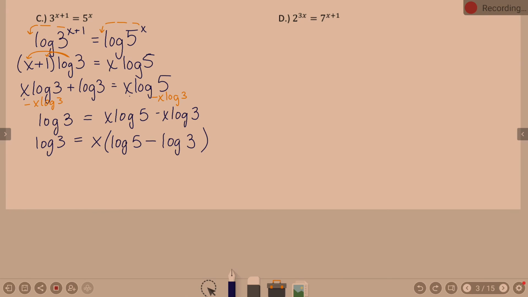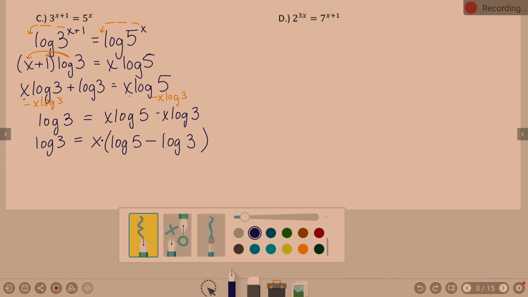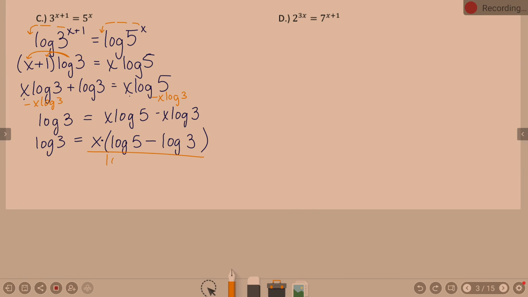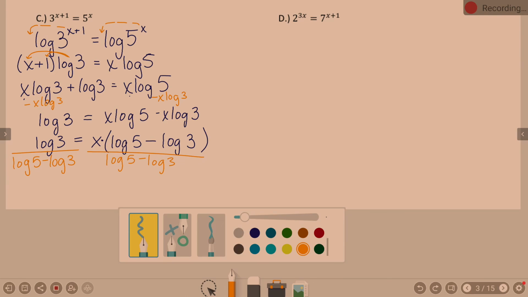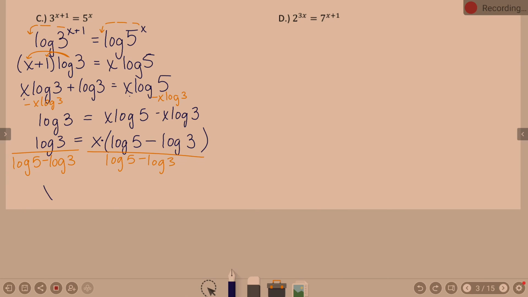So this is x times whatever stuff is in the parentheses there, yes? It's x times that value. So if it's x times that, we're going to divide by it, and I can do it because it's all one value in parentheses. So I'm dividing by log 5 minus log 3. And so x is going to be whatever I get on the calculator when I do log 3 divided by log 5 minus log 3.